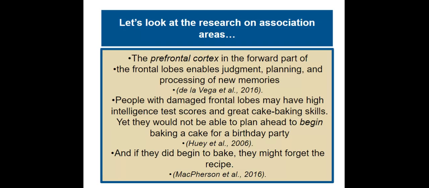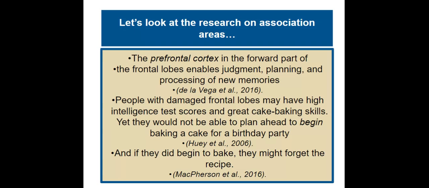And basically, we're certain that these frontal lobes help with judgment, planning, and the processing of new memories. But we do know people that have damage to their frontal lobes may have amazing intelligence scores, but yet they're not going to plan ahead for anything. They may also experience emotional outbursts, as we're going to see in the next case.